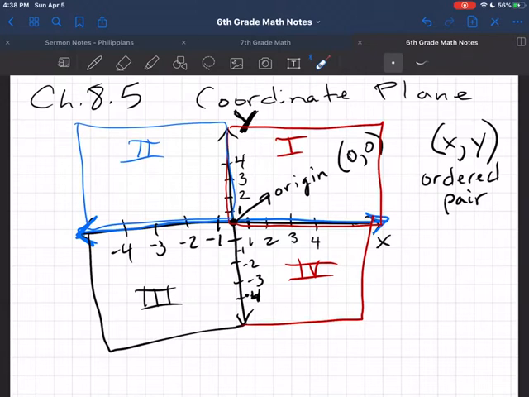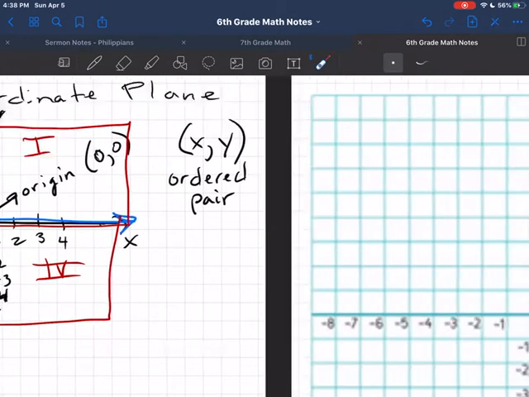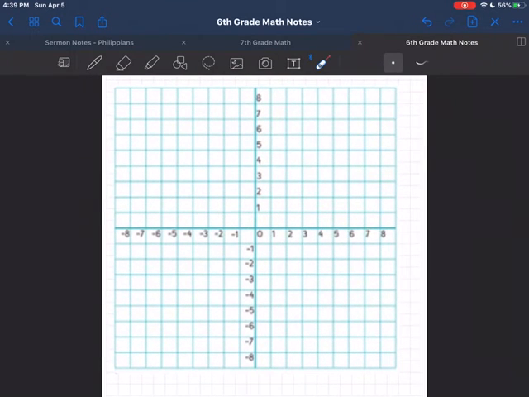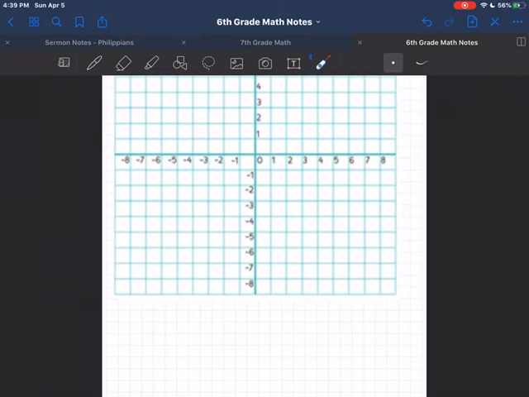What else do we need to make sure you know? That's it. So again, the origin, you can go back and review. This is the y-axis. This is the x-axis. This is our ordered pair, which is x, then y. Quadrant 1, quadrant 2, quadrant 3, quadrant 4. And that's what you need to know for this. Now I've kind of copied and pasted some things, and we're just going to play around here.